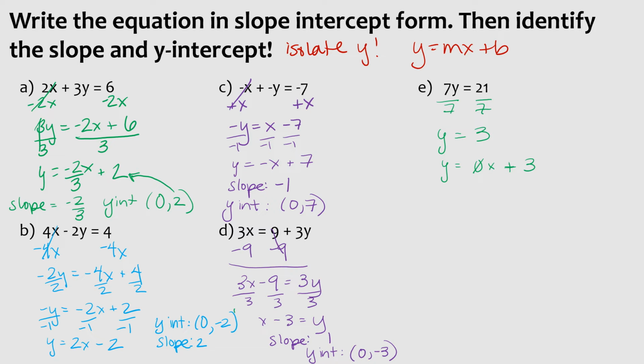So in that particular case, you guys like it better when I do this, 0x plus 3. Since there's no x, it's really just 0x. So my slope in this particular case is 0. And my y-intercept is going to be (0, 3). So again, if I just see y equals 3, you have to remember it needs to look like this. So there must be this 0x in the front.